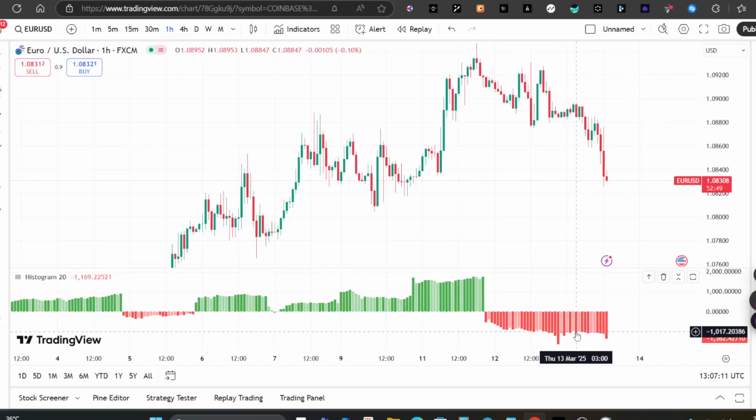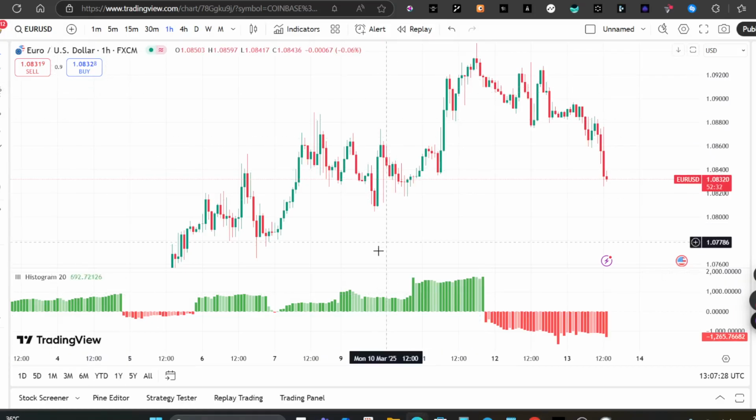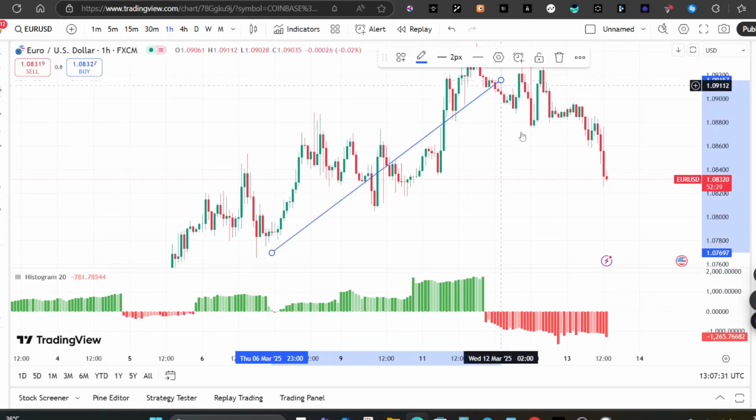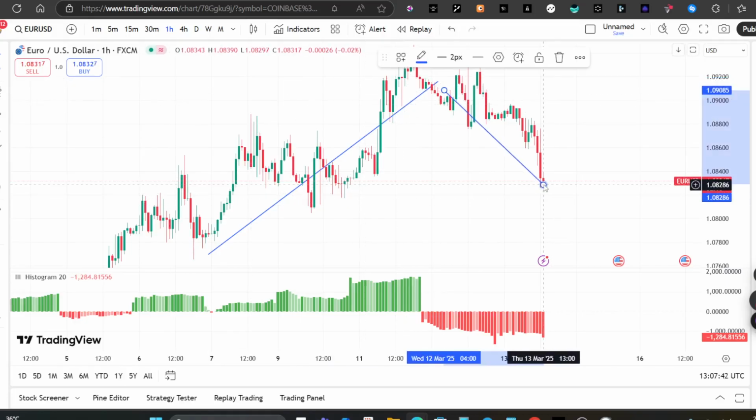Okay, so when the III is positive, it means that the price is closing closer to the high of the day. All right, and buyers are in control. So this can indicate bullish momentum and potential continuation to the upside. Okay, then when the III is negative, it means the price is closing closer to the low of the day. Okay, showing that sellers are dominating. This can be a sign of bearish pressure and potential downside movement.